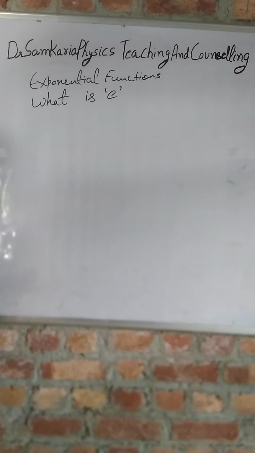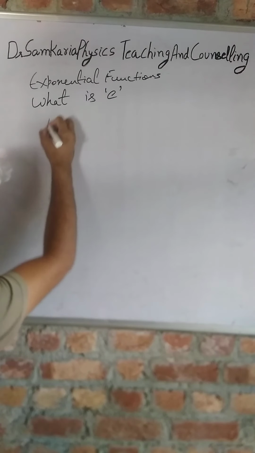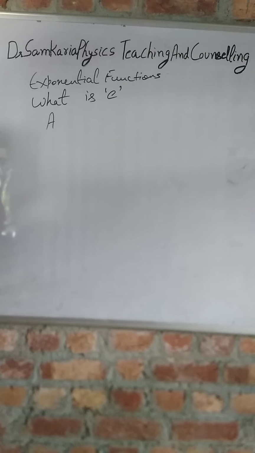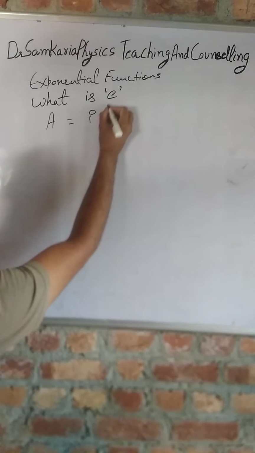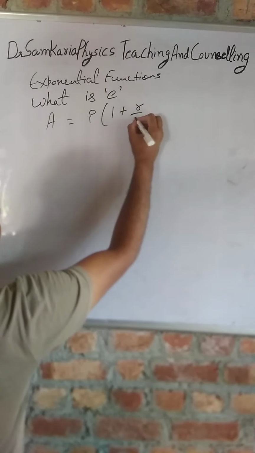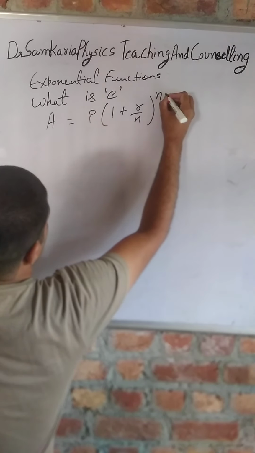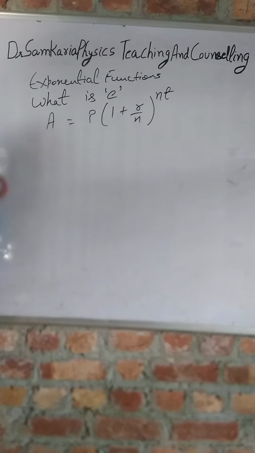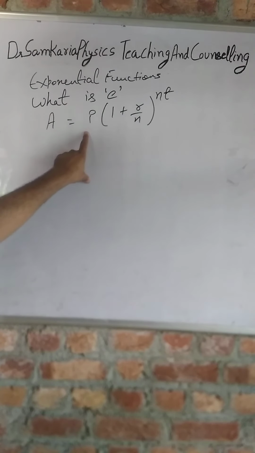For this, let us go to the formula of compound interest. You know that the formula for compound interest is A = P(1 + r/n)^(nt), where A is the future value of your money, that also includes the interest that you will get. And P is your initial or principal amount, that you are aware of, but I am just repeating once again.